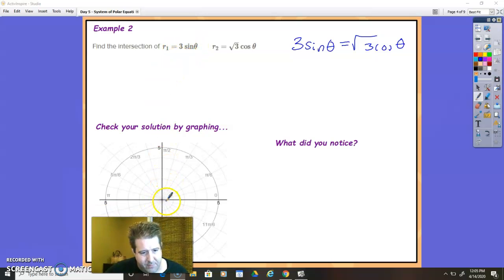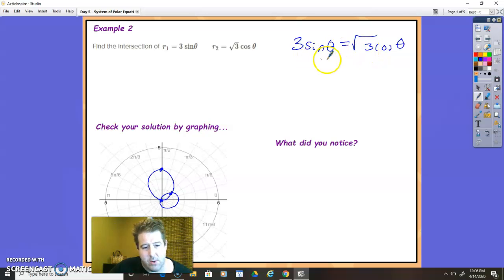So if I'm going to graph that, that's a circle with a 3 that looks like this. And then square root of 3 cosine of theta is going to end up looking like this, because square root of 3 is actually 1 point something. So it's going to look kind of like this. And then you can see that there's one answer right there, and there's one answer at 0, 0, which is going to create the issue, because you'll notice that the second answer does not show up on this graph.